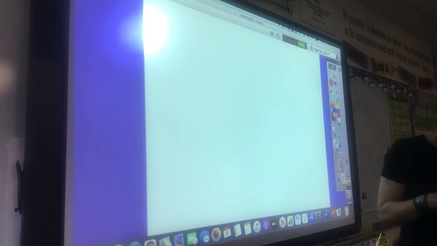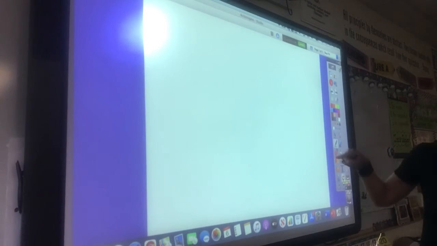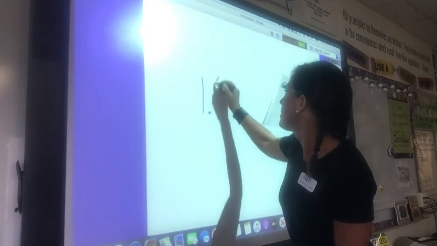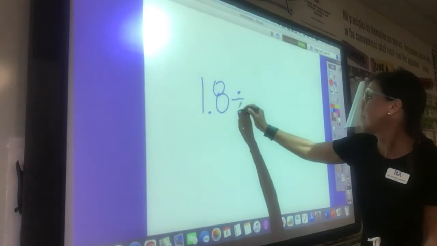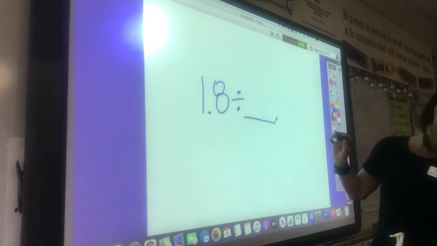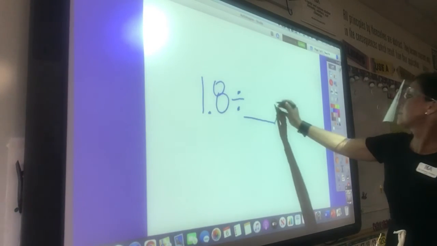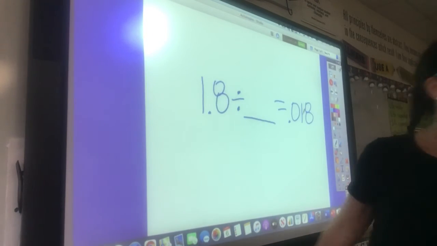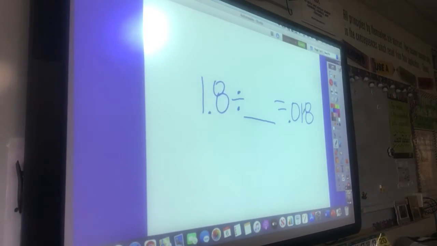Okay, let me put this next problem up and then I'll bring your ticket to you. So now I'm going to give you a number, and we're going to figure out what it's divided by, and I'm going to give you the answer. So for instance, I'm going to do 1.8 divided by something equals 0.018. So what must it have been divided by if that's where it ends up in the answer? Ellen? 100, yeah, it jumps twice.